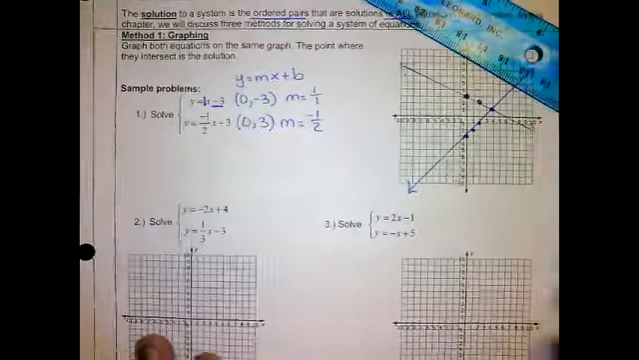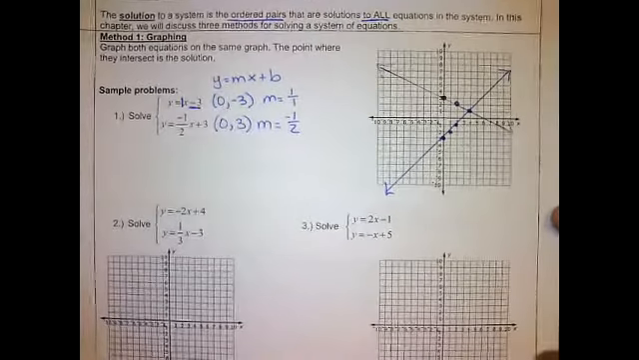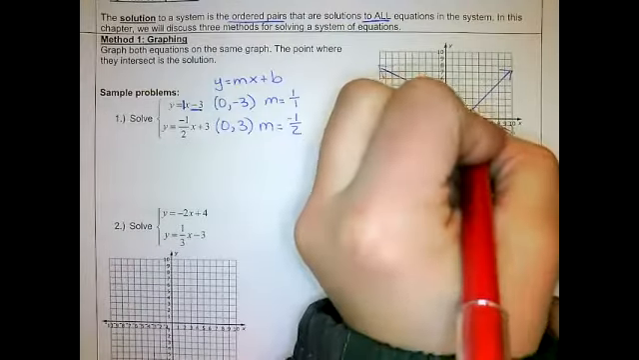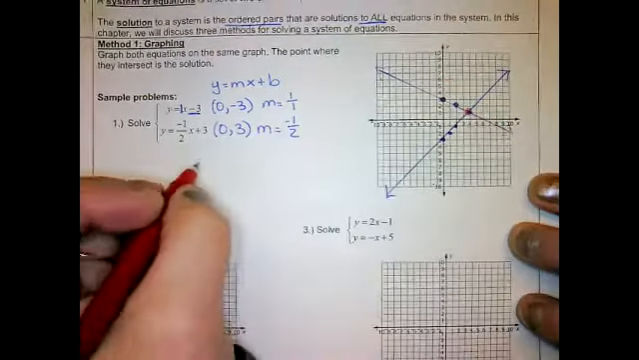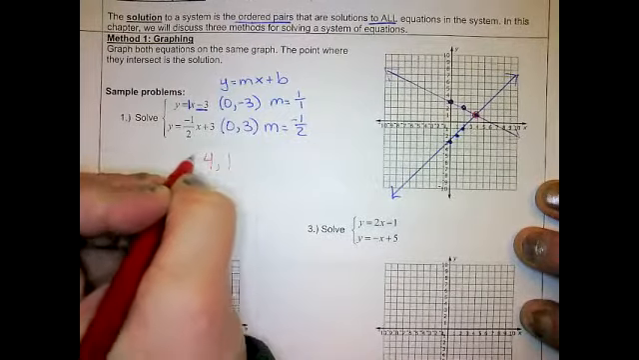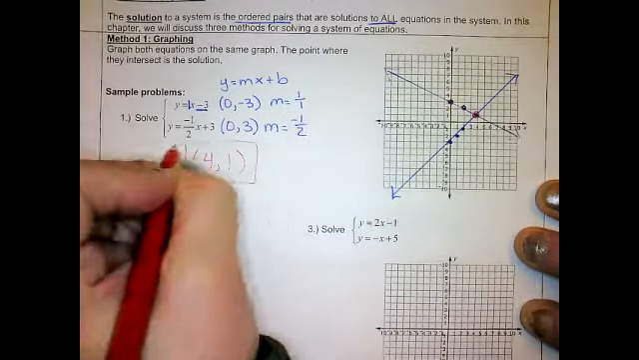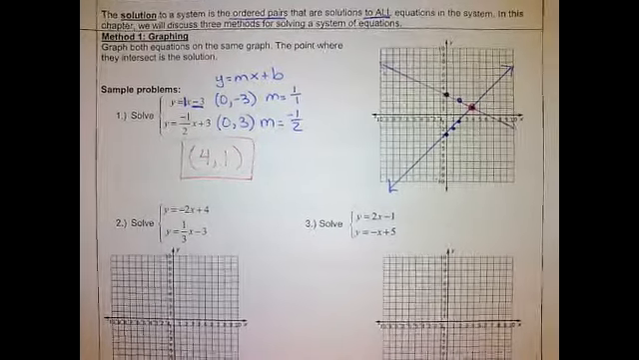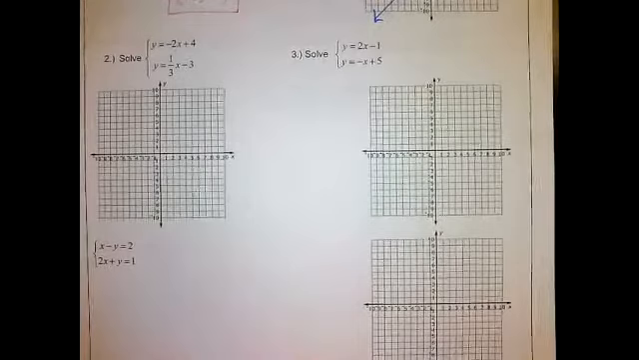I'm going to connect those points, and the point where those two lines intersect is going to be my answer. So those two lines intersect right here at the point (4, 1). So my solution is (4, 1). Let's go ahead and take a look at the next one.